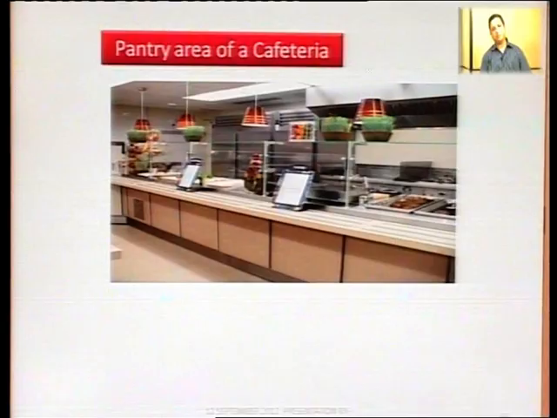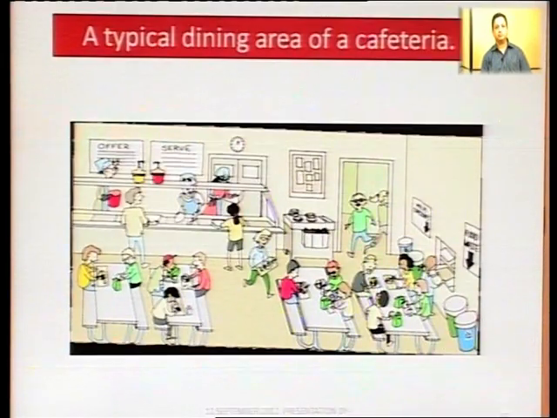This is a view of a pantry area of a cafeteria. Here we can see that all the prepared food is kept and ready to serve. This is a typical view of a dining area. We can see people eating food.